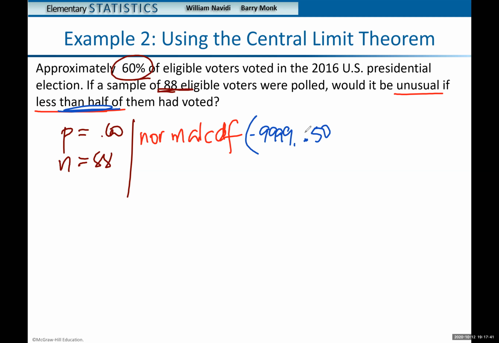No, no. Okay. And then your mean of all the proportions is 60%, and your standard deviation is the square root of 0.6 times 1 minus 0.6, which is 0.4, over n, 88.